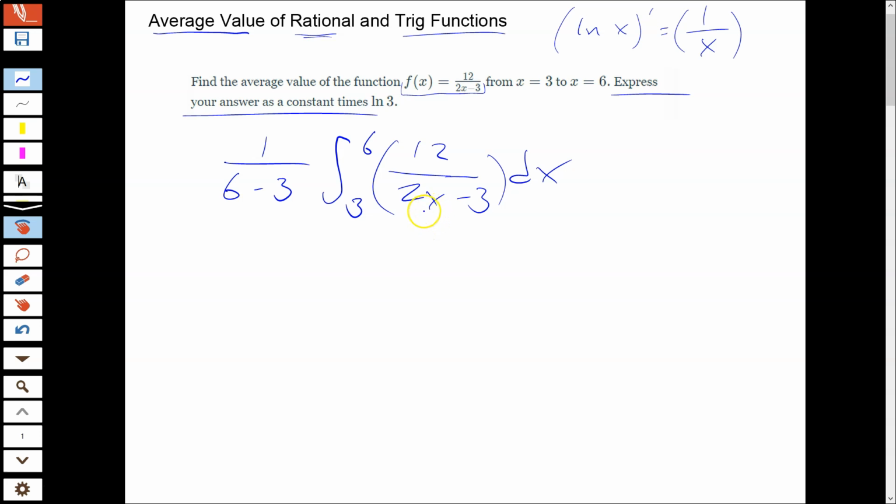Now, what I'm going to do here is I'm going to condense this. So I'm going to turn that into a 3 on the bottom. That's not rocket science, right? And then I'm going to factor out this 12. So this is really 12 times 1 over all of this, and the 12 I can pull out. Okay, and that's just going to make my life a little bit easier. Make sure you follow what I did there.